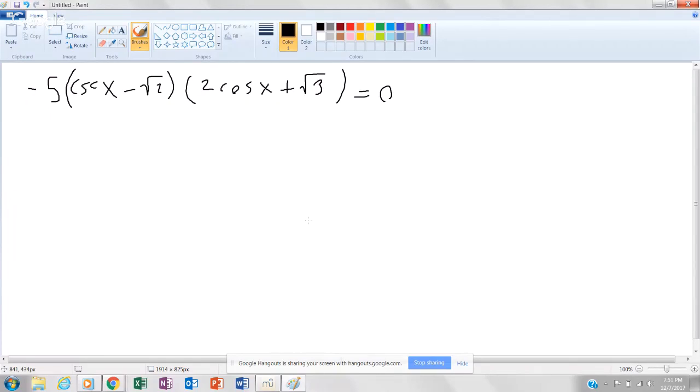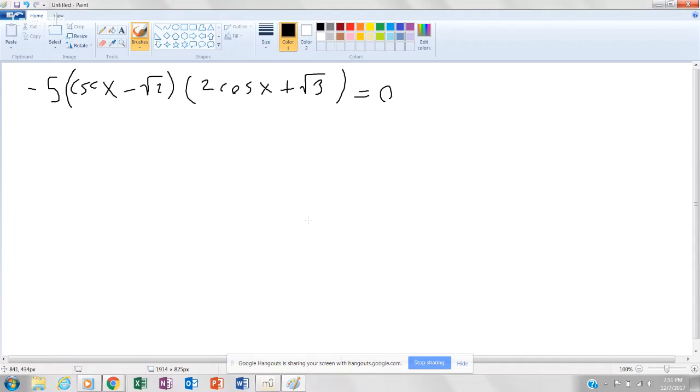Question 8. The problem is -5 times cosecant of x minus square root of 2 times 2 cosine x plus square root of 3 equals 0.